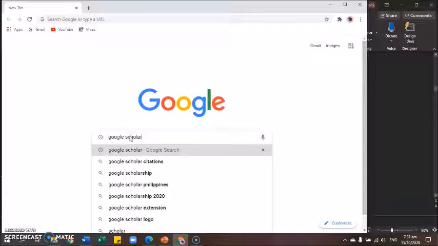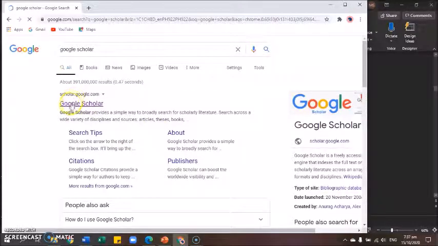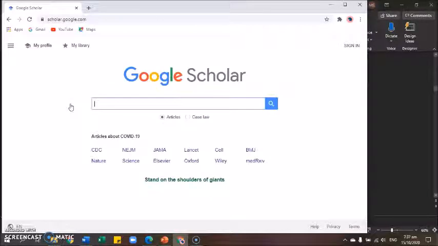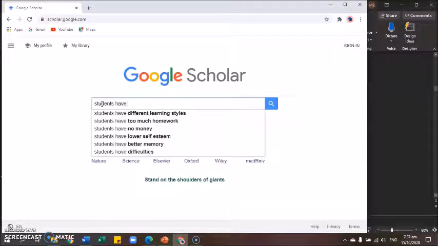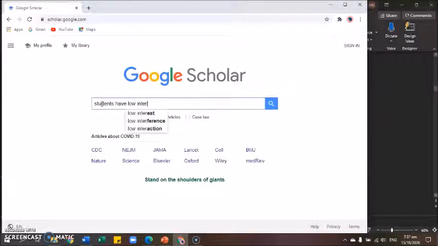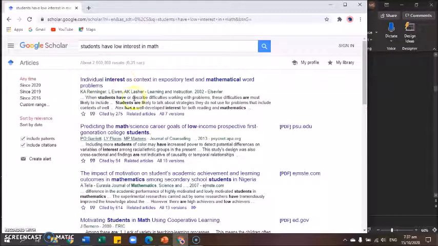Or pwede rin sa ProQuest, ha? Pwede sa ProQuest. And then, isearch mo yung mga keywords. Okay. Ano nga ba yung mga posibleng problema sa mathematical disposition? So, let's say, students have low interest in math. Okay. So, bibigyan ka ng mga results ng mga studies about students having low interest in math. So, babasahin mo yan. Okay?